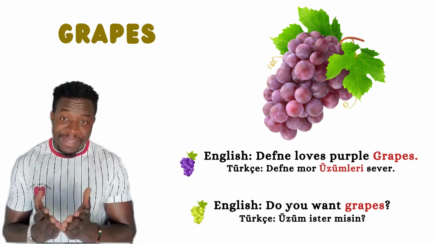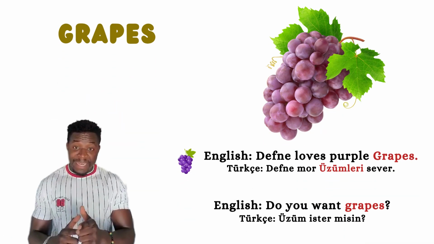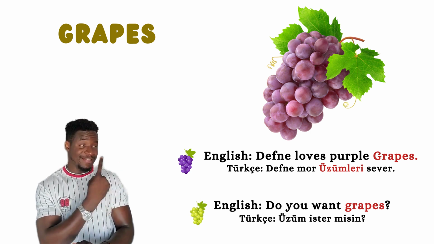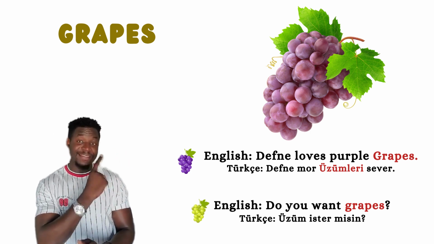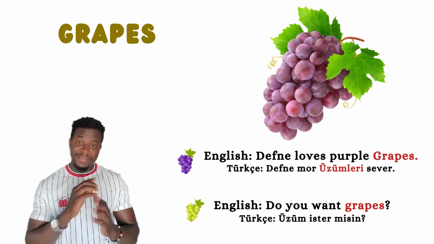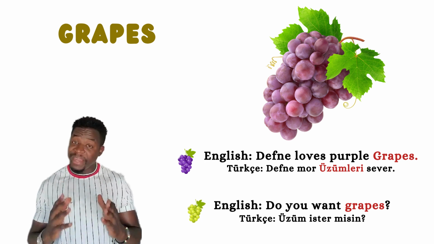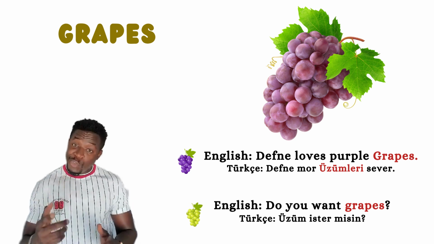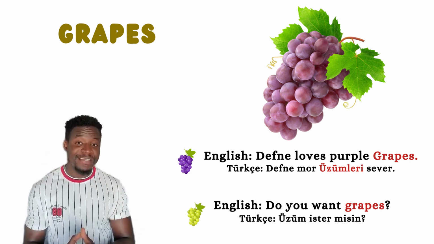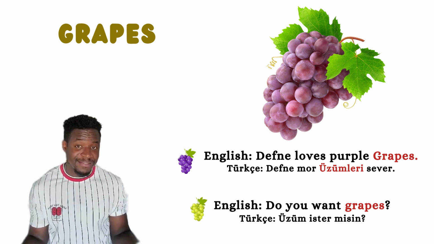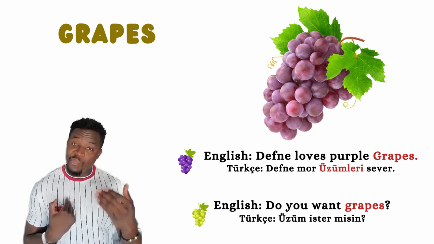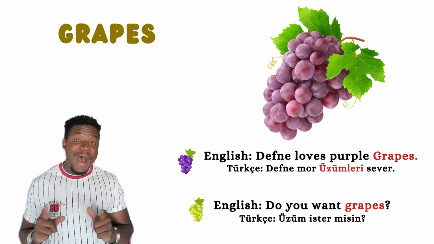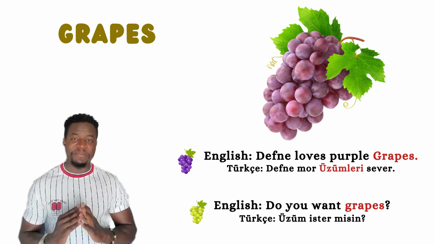What could be a second example? Second example could be this one right here. You see it? Yes, this example. And what is that? That is, do you want grapes? So what could be an answer? Yes, I want grapes. Or, no, I don't want grapes.